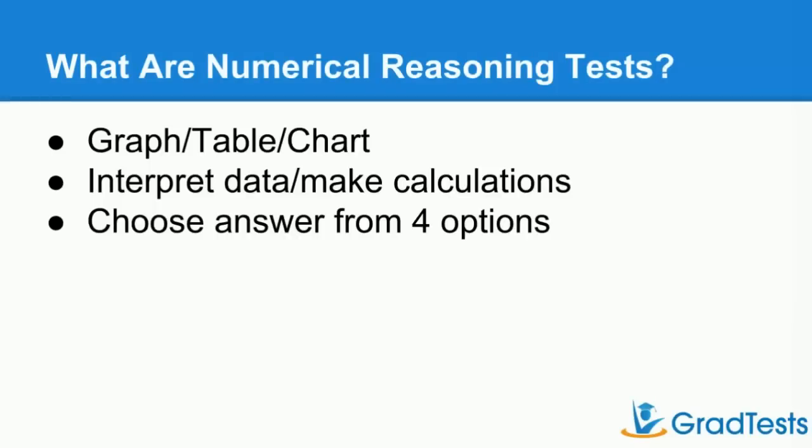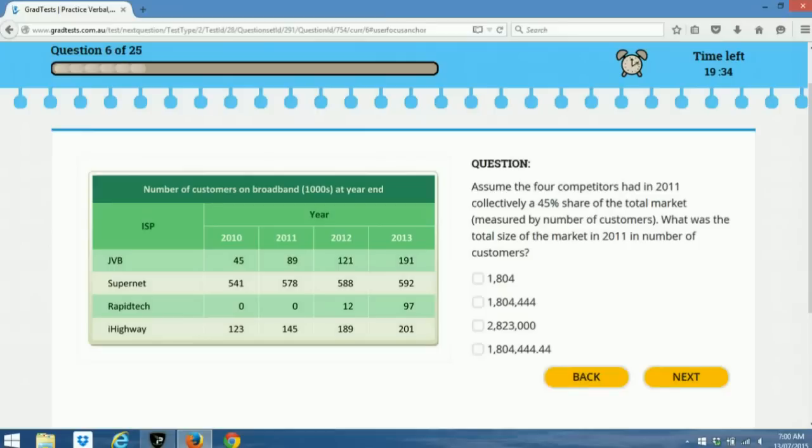So what are they? Well, usually you'll get presented with a graph, table, or chart, and it's your job to interpret data and make some simple calculations. You'll then choose your answer from a series of 4 or sometimes 5 options. Let's have a look at this example.